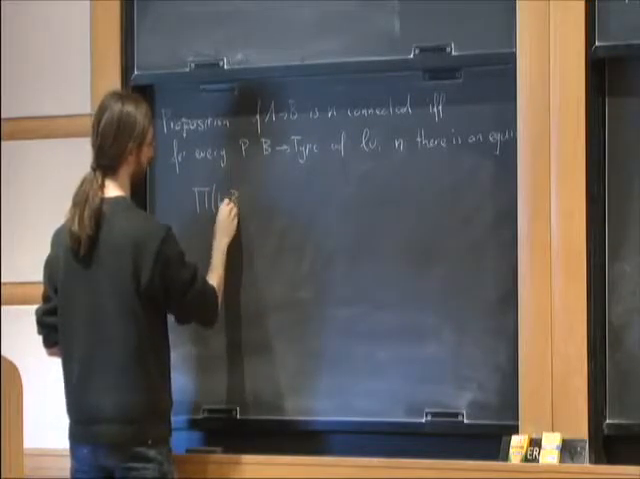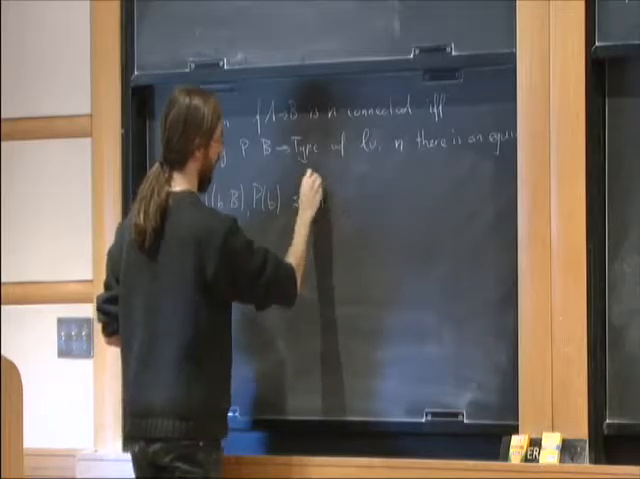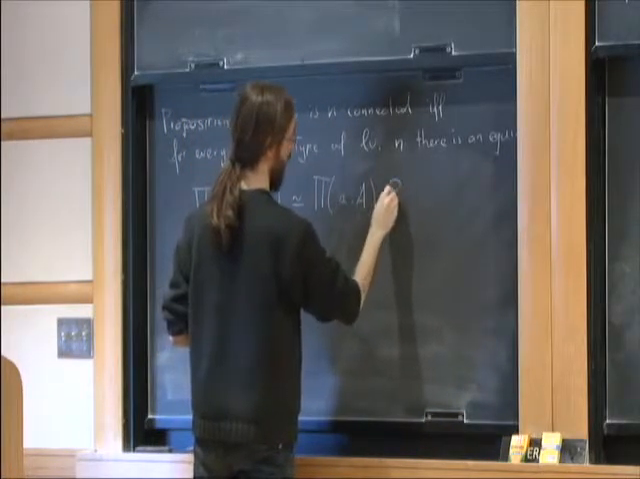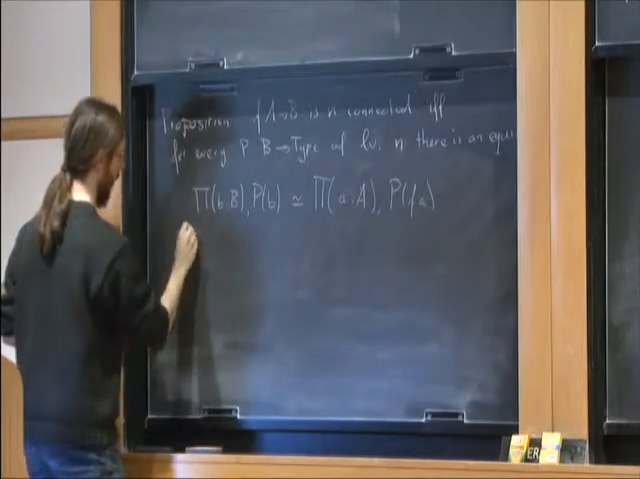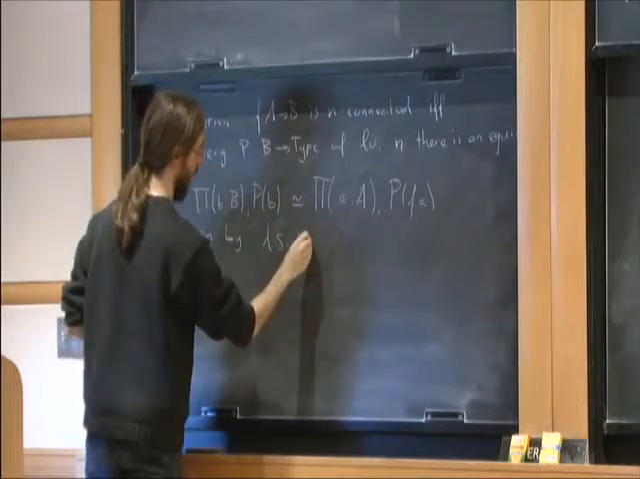the function from the product over b in B, P b, to the product over a in A, P of f a, given by lambda s, s after f.